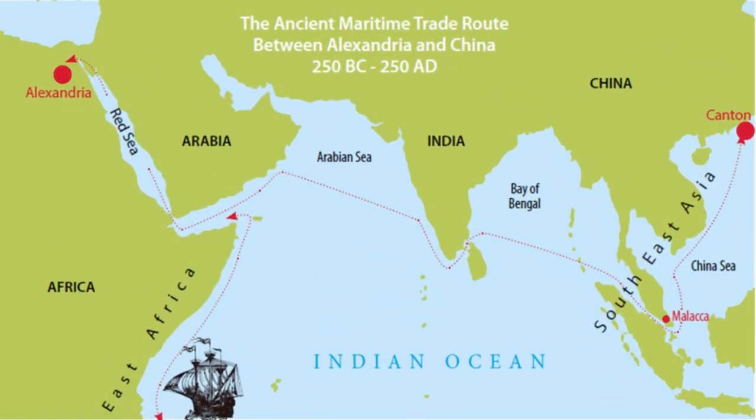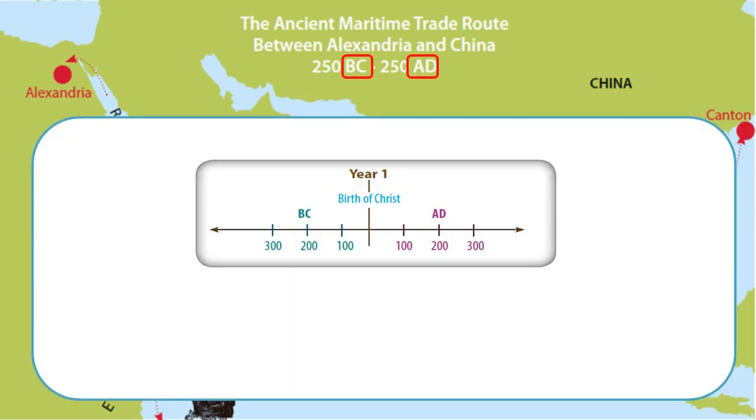Let's have a look at this map again. Can you see that the years showing in the time of the trade route between Alexandria and China are followed by BC and AD? Yes. What do BC and AD mean? Well, the most common method used by the historians today for counting years is from the birth of Christ. Therefore, as you can see on your screen, if an event happened before the birth of Christ, we write BC after the year. And if an event happened after the birth of Christ, we write AD after the year.